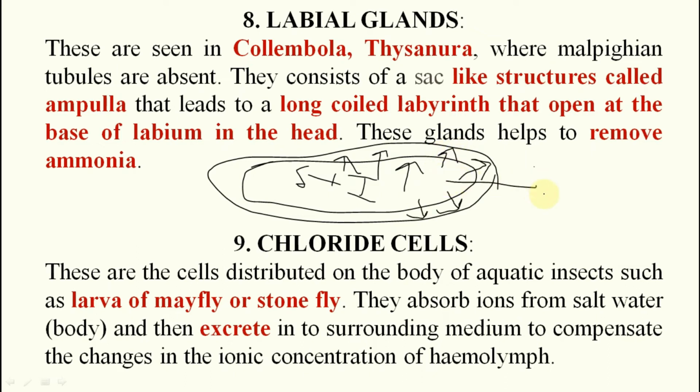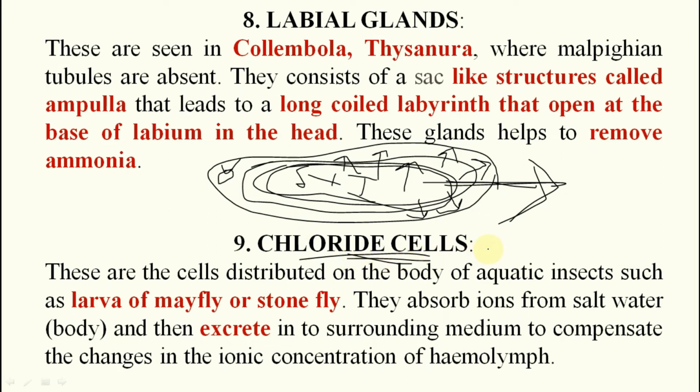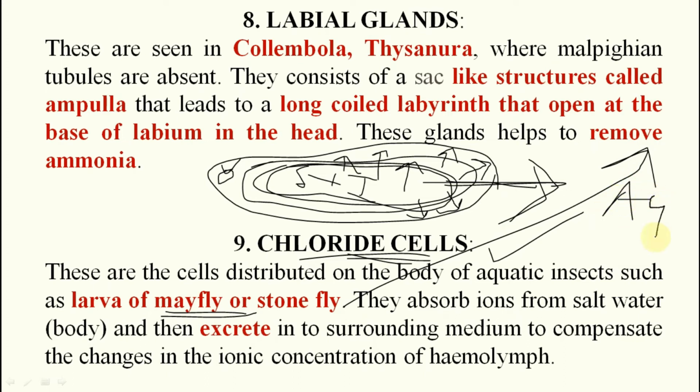That means in a gradient they are working. If inside the body the concentration of salt and ion will increase as compared to your outside water, then they will excrete those extra amount of ion and salt. This is the function of chloride cells through which such kind of excretion will occur. Present in case of naiads of mayfly and stonefly, which habitat? Aquatic habitat. Yes or no? We already have discussed this one. Okay, they will maintain this ionic concentration. Okay, clear?